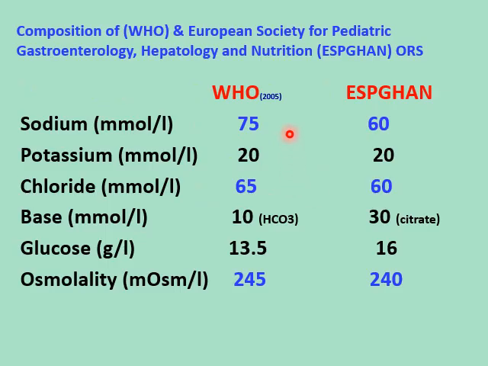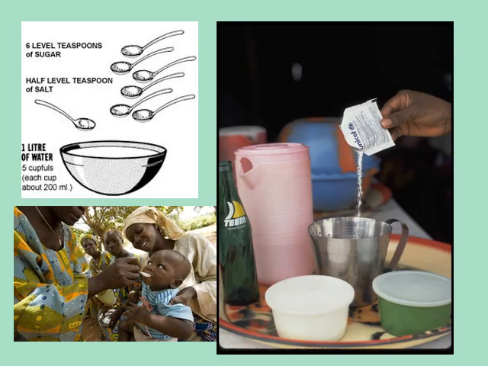This one, you should keep it by heart, the ORS of WHO. The content is very essential to keep in mind. Sodium 75 millimole, potassium 20 millimole per liter, chloride 65, base, which is bicarbonate, 10 millimole. Here in the European Society of Pediatric Gastroenterology, Hepatology and Nutrition, 16 gram, and here citrate instead of bicarbonate. And the osmolarity is 245, and here 240.